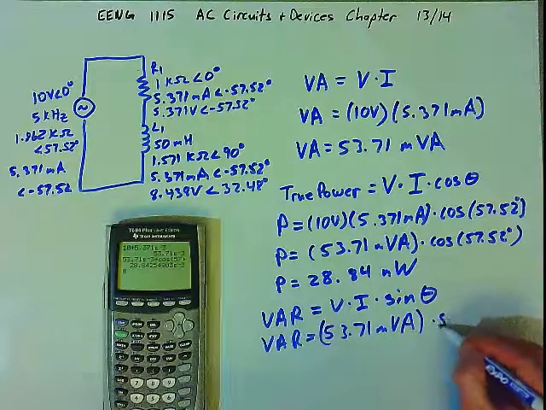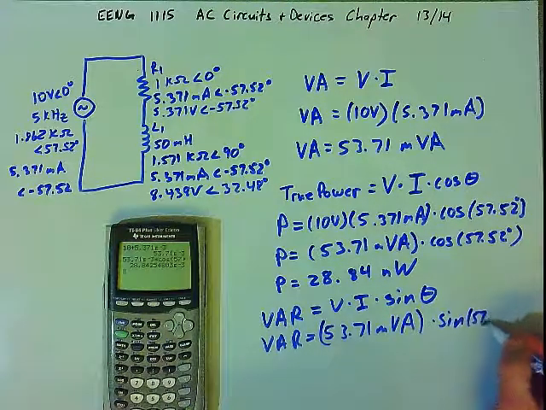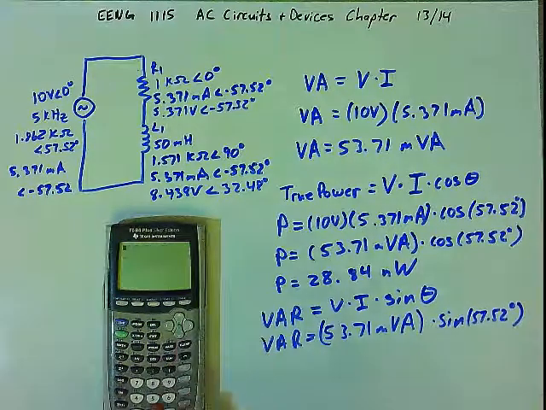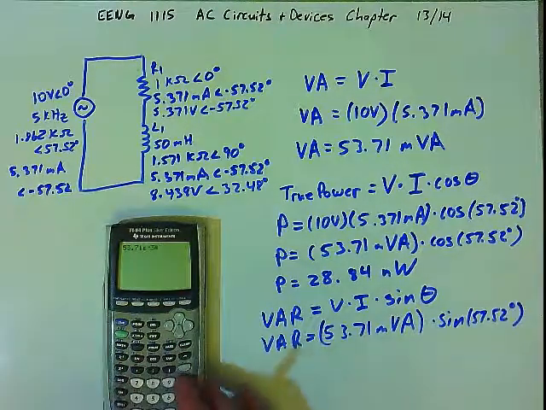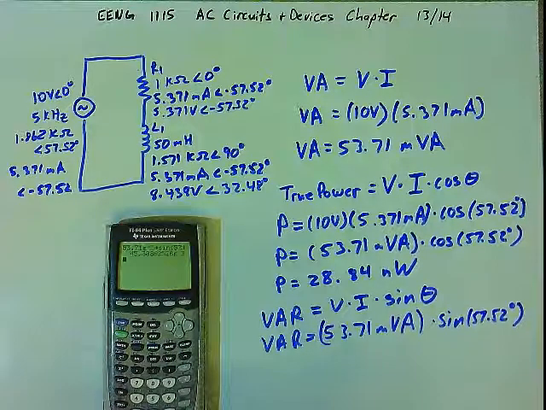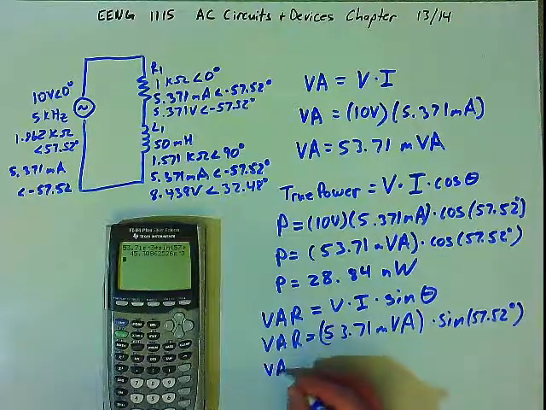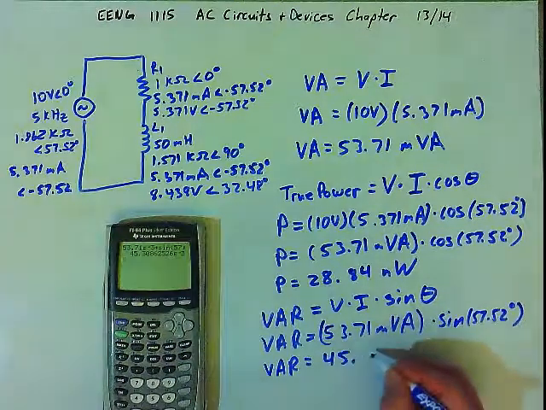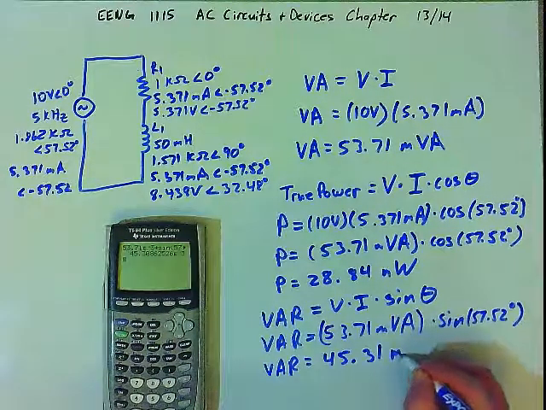And if we multiply by the sine of 57.52 degrees, we will get the VARs. And so we have 53.71 millivolt amps times the sine of 57.52 degrees, and we get VAR is equal to 45.31 millivar.